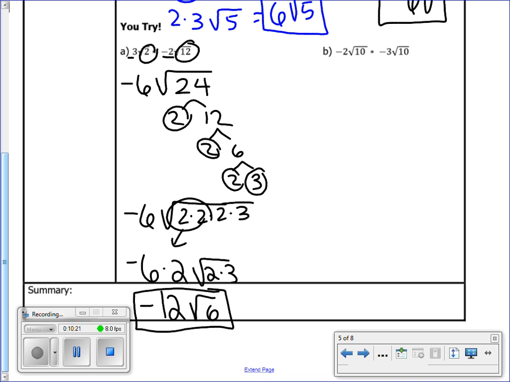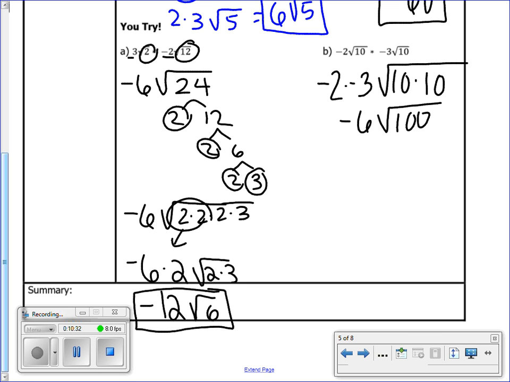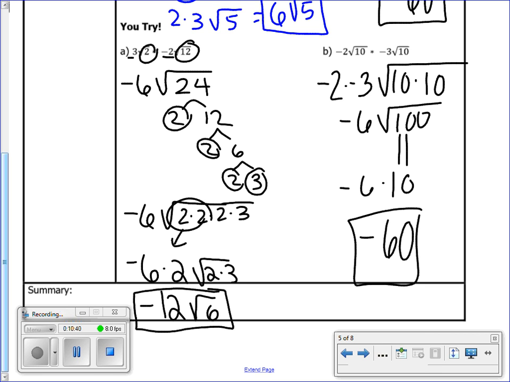Letter B, outsides, negative 2 times negative 3. Insides, 10 times 10. Negative 6, square root 100. Square root of 100 is a perfect square, which equals 10. Negative 6 times 10 is negative 60. And if you did not notice, this was the exact same problem as example C.